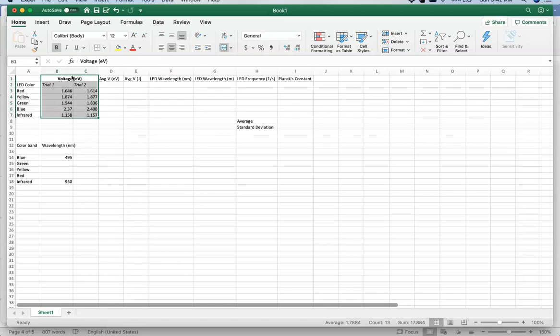I've organized it. There's my voltage. I know exactly what unit it is, electron volts, and I have trial 1 and trial 2. For Excel, if you're going to be doing any math, you cannot have letters with the numbers. Excel will not understand that. That's why I have my units at the top.